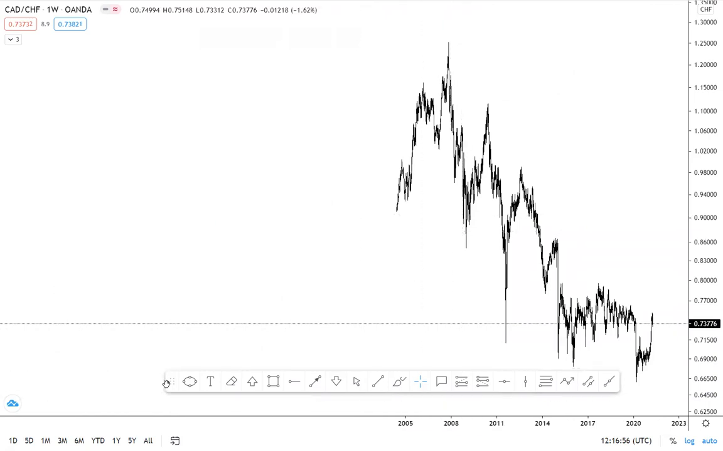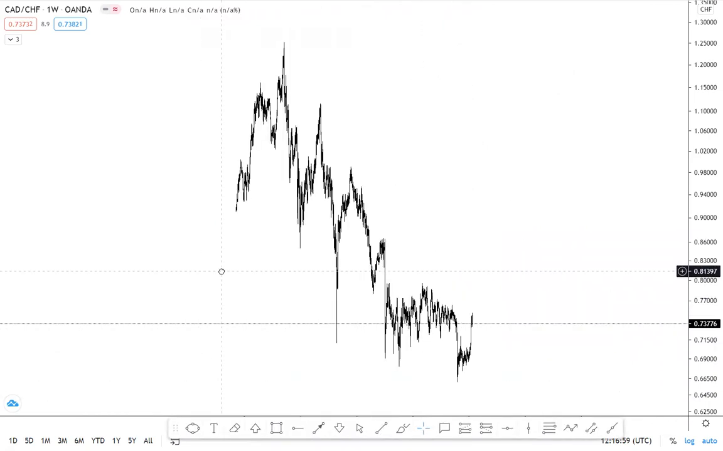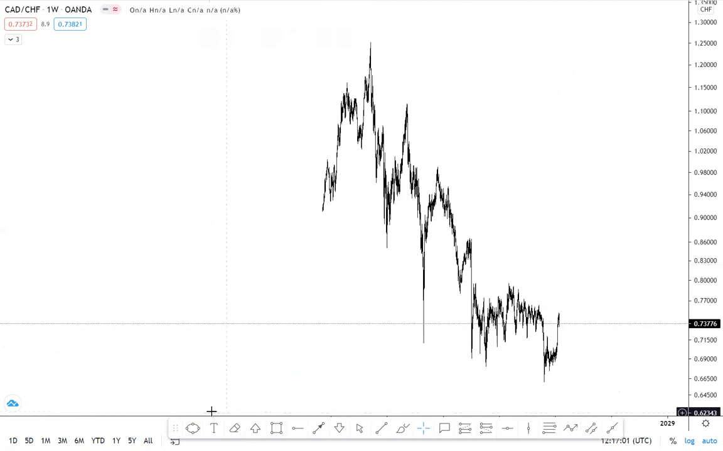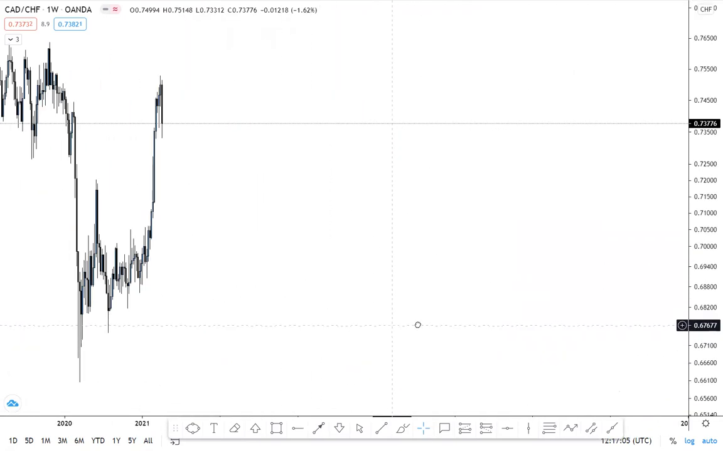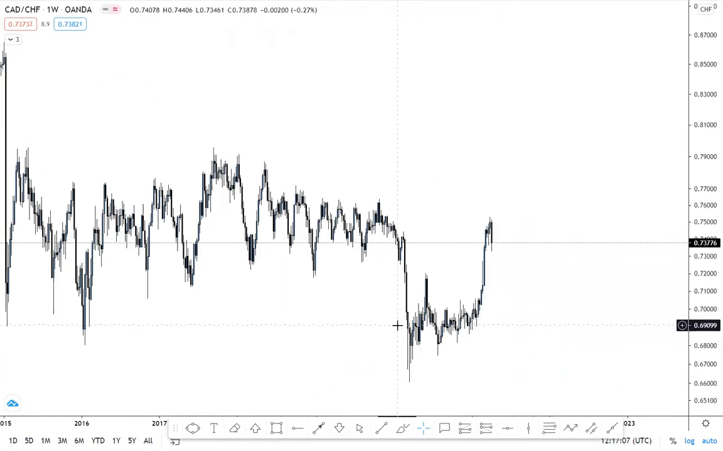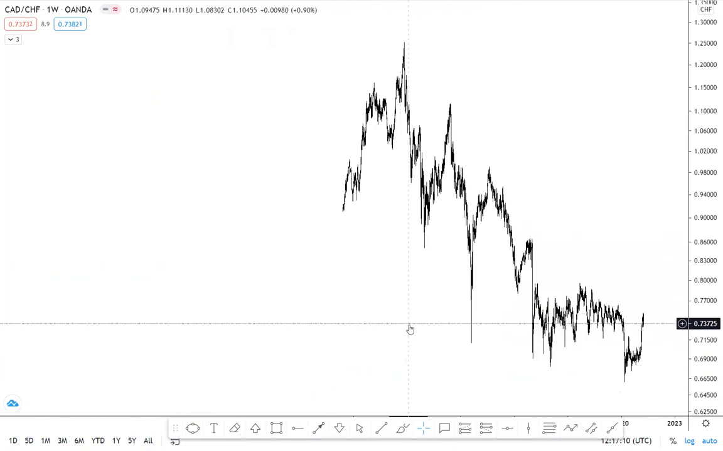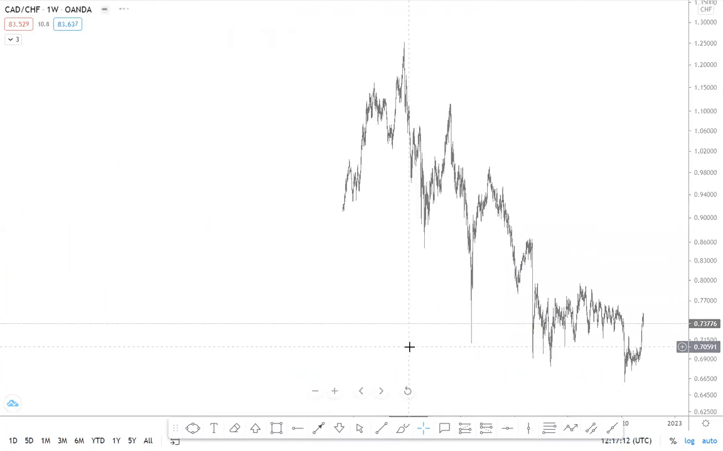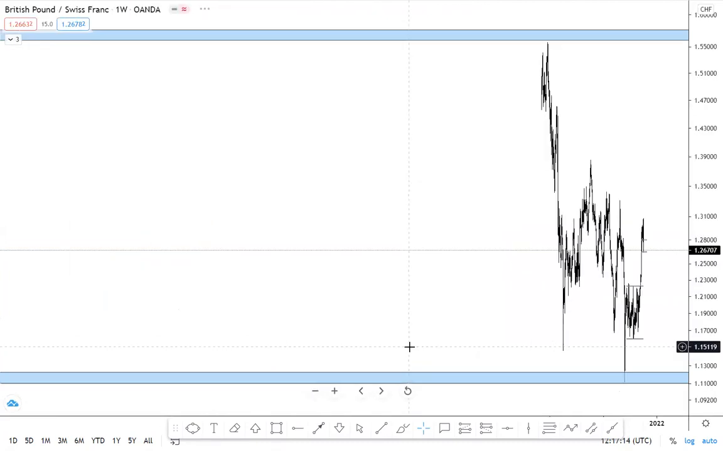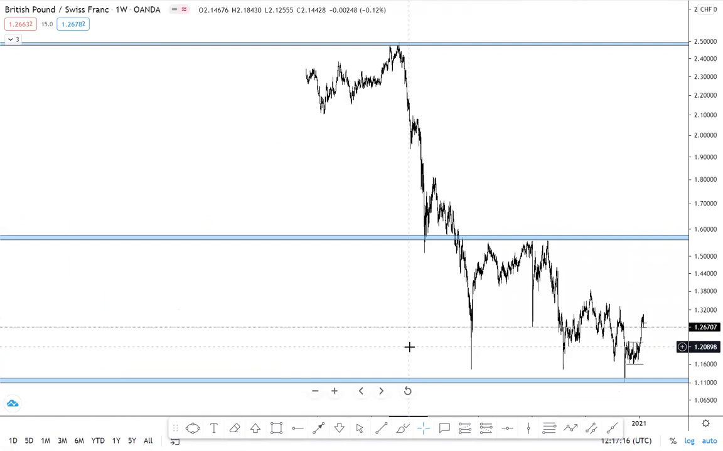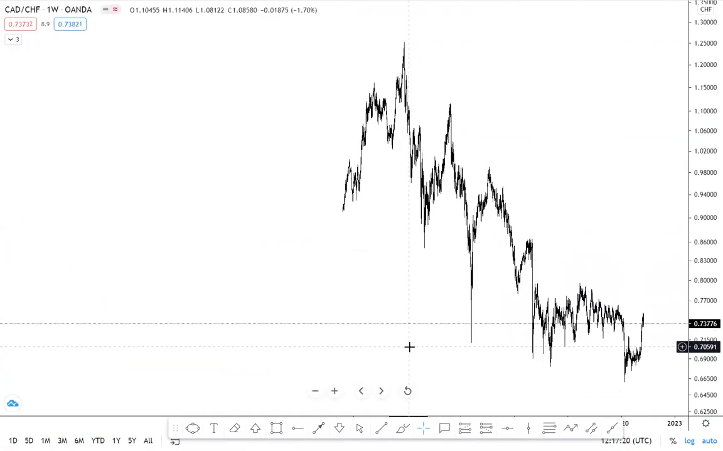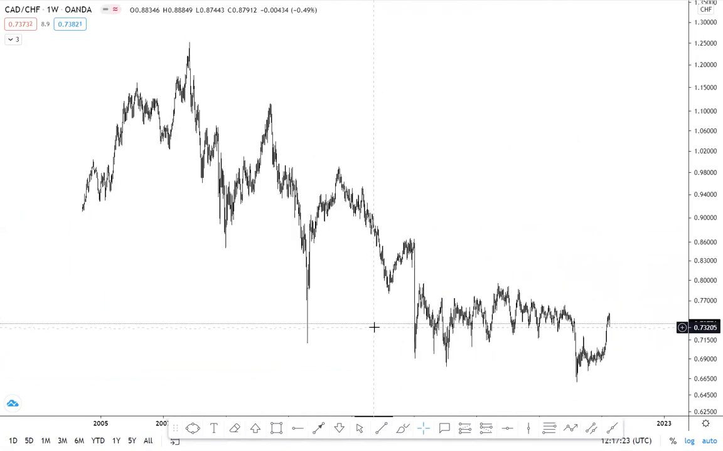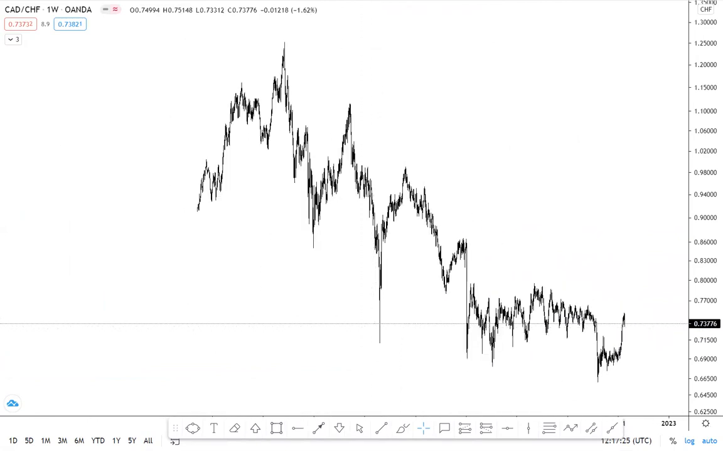On the weekly, just quite similar to one of the instruments we just looked at. Very similar to one of the instruments we looked at. Yes, this one. Okay, so let's continue to do what we do.